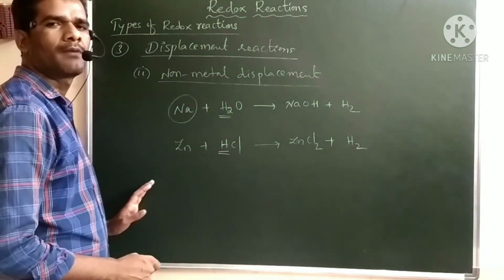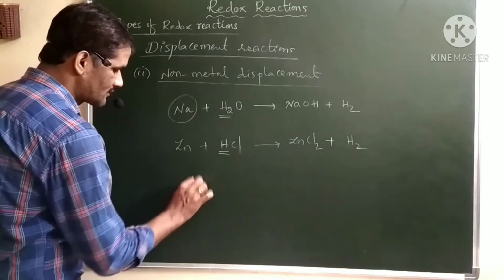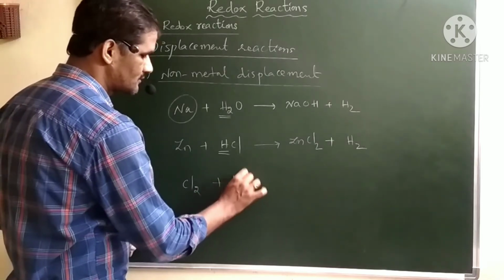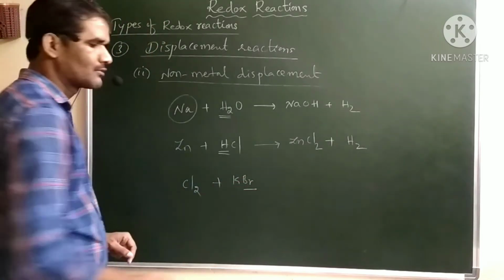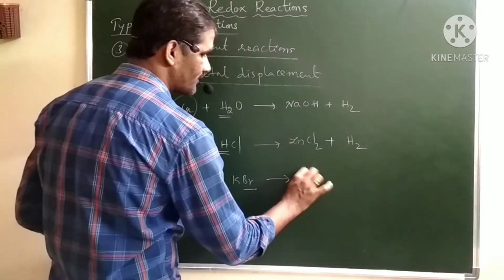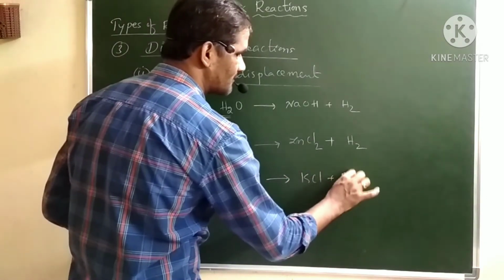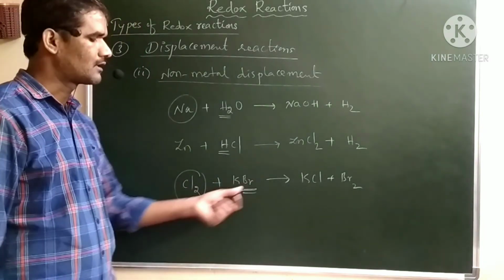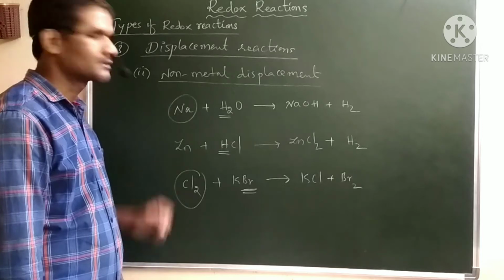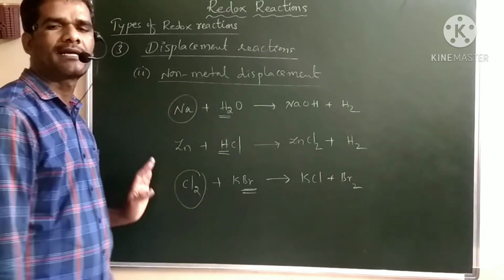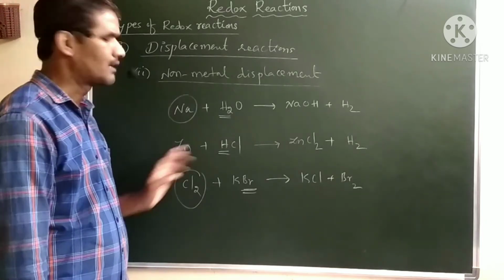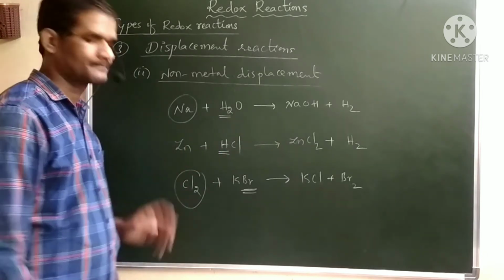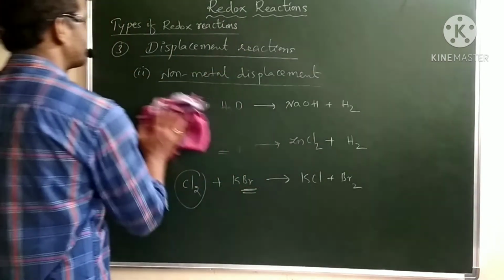And if you want to take a pure non-metal displacement reaction, let me take chlorine. This is a non-metal. It displaces the bromine from potassium bromide. It will form KCl plus bromine. So here a non-metal completely replaces or displaces the non-metal from potassium bromide. So these are some examples of non-metal displacement reaction. The non-metal displacement may be due to the metal or may be due to the non-metal. These are displacement reactions.